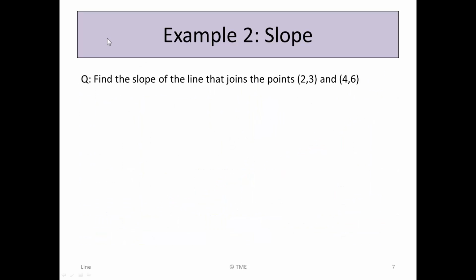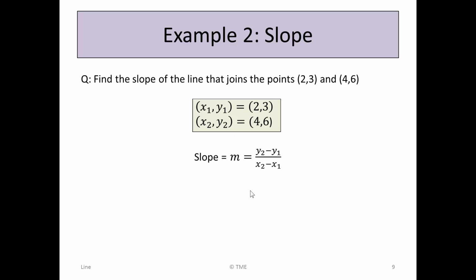Now, example 2, we're going to find the slope of the line that joins the points (2, 3) and (4, 6) without drawing the lines. So we're going to rely now on the formula. To do this, we're going to say (2, 3) is x1, y1, and the second point is (4, 6). So we'll write those down and keep them safe in a box where we will refer to them later. The equation we're using is given in the tables. For the slope, m is y2 minus y1, the difference in y values, over x2 minus x1.